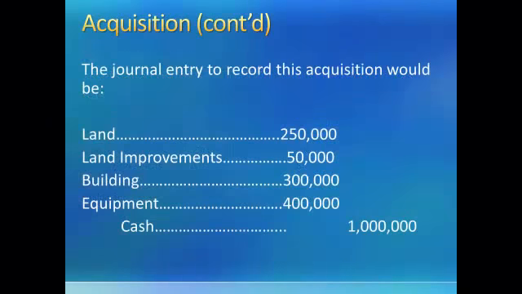The journal entry to record this acquisition would be a debit to each of the 4 assets for the allocated cost and a credit to cash for $1 million, representing the total purchase price. We only use the fair values per the appraisal to allocate the purchase price to the individual assets.